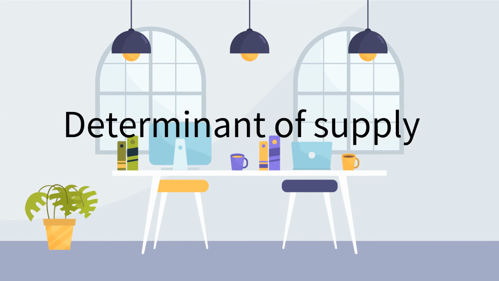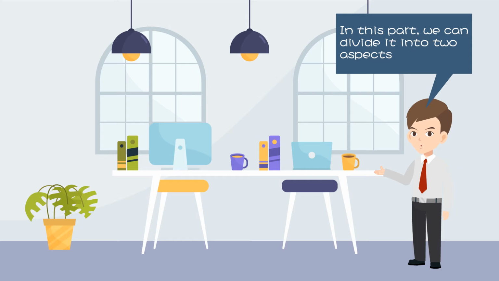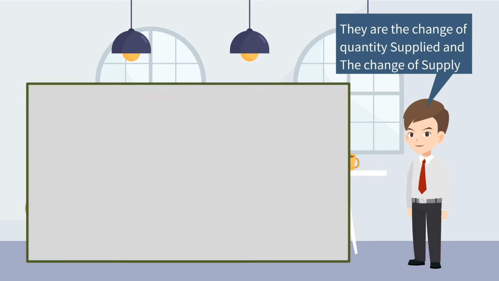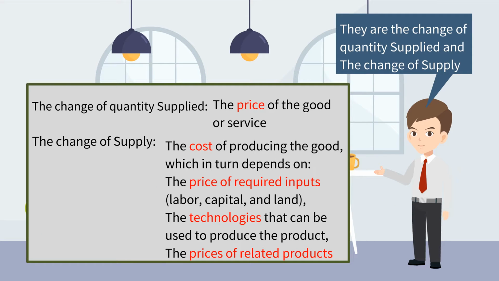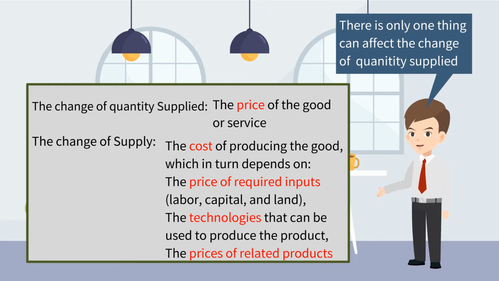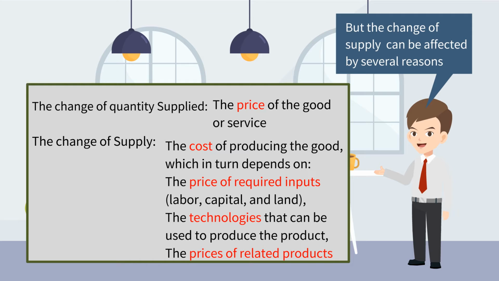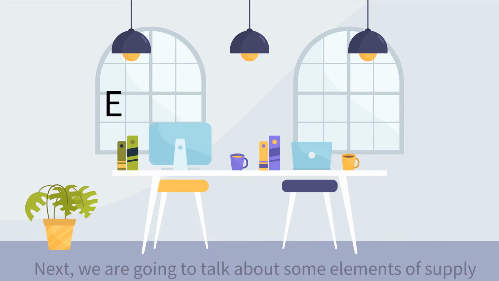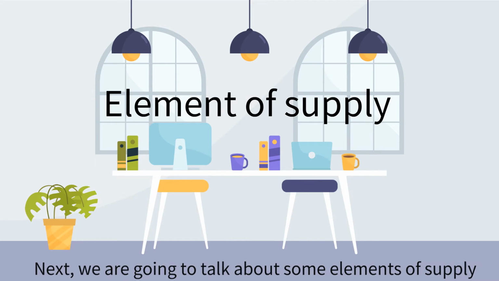Determination of supply. In this part, we can divide it into two aspects. They are the change of quantity supplied and the change of supply. There is only one thing that can affect the change of quantity supplied, but the change of supply can be affected by several reasons. Next, we are going to talk about some elements of supply.